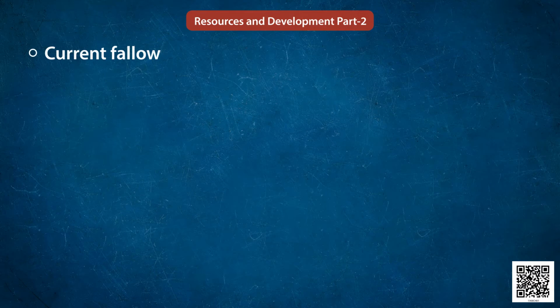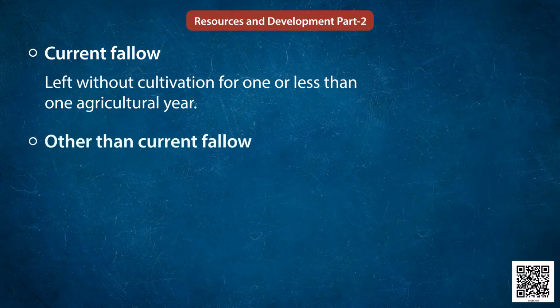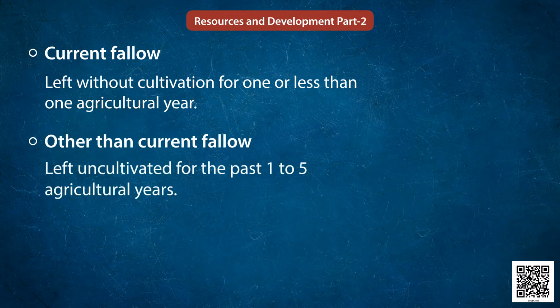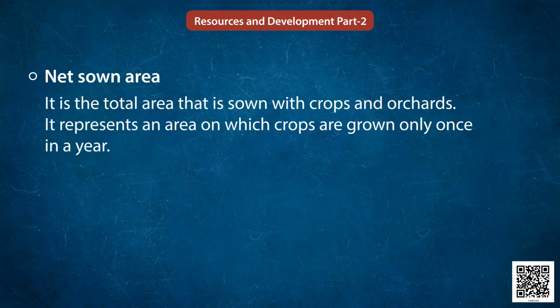Current fallow is that land which is left without cultivation for one or less than one agricultural year. Other than current fallow is that land which is left uncultivated for the past 1 to 5 agricultural years. Then comes net sown area. What is net sown area? It is the total area that is sown with crops and orchards. It represents an area on which crops are grown only once in a year.